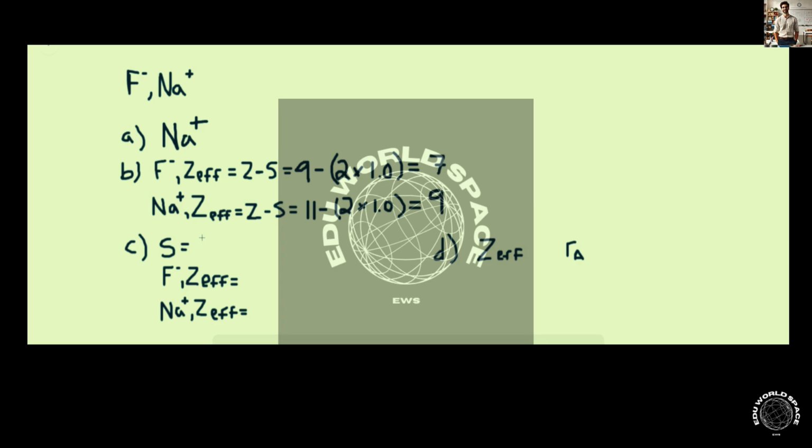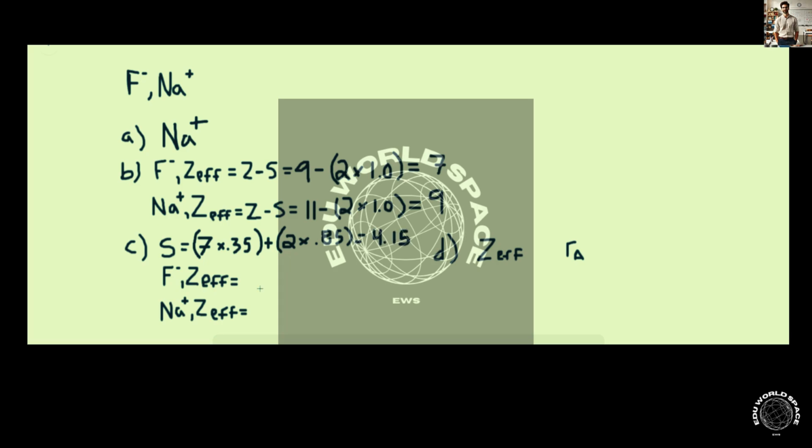So the screening constant would be the number of electrons within the same group. There are 7 other electrons in the same group. So 7 times 0.35, plus the 2 core electrons in the 1s orbital times 0.85. So then S equals 4.15.